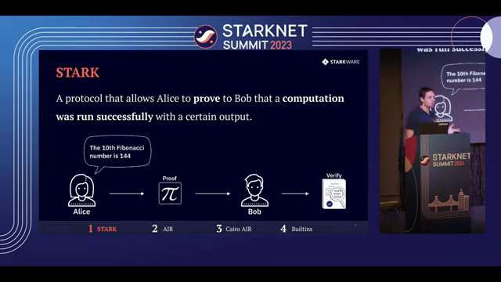Alice uses a tool called a prover to create a file, a proof file, and sends this proof to Bob. Bob uses a verifier to check the validity of this file, and if the verifier says that the file is valid, Bob is convinced that the claim is true.